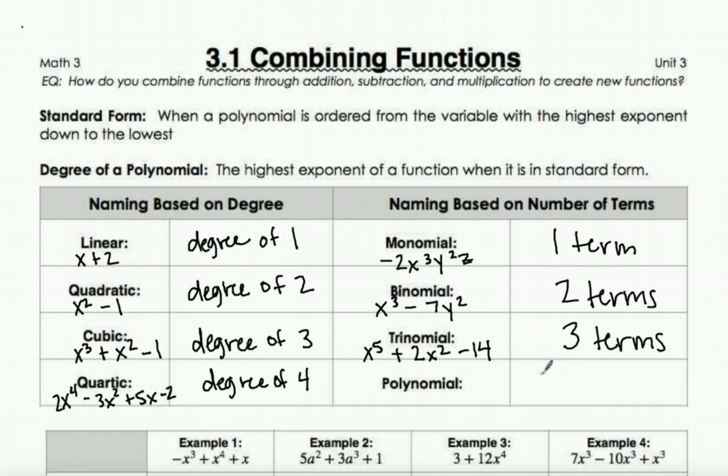And then if we have more than three terms, so basically if we've got 4 plus terms, we just call it a polynomial and it doesn't get any other special name. So an example of that could be like 7x to the fourth plus 6x to the third minus 5x squared plus 4x minus 3.